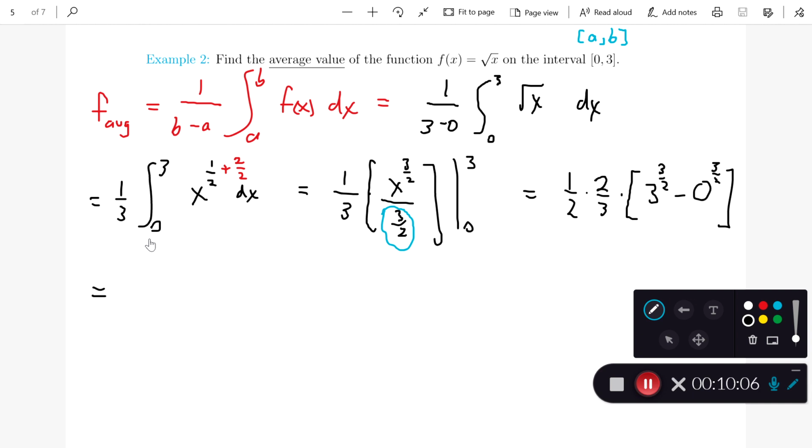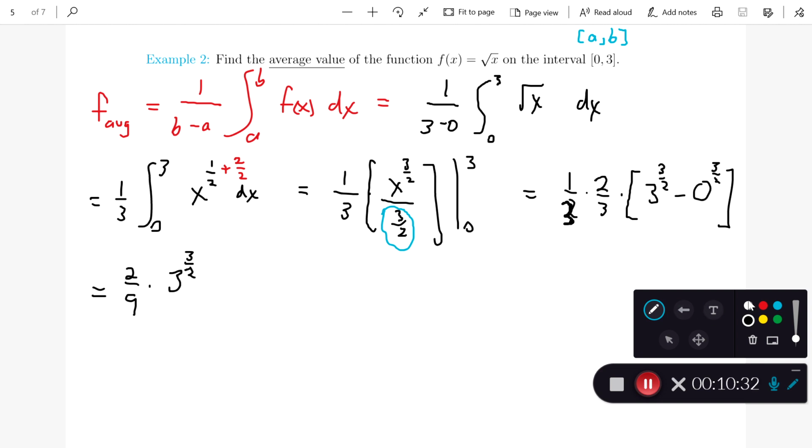The 2's cancel. Oh, oops. This was a 1/3, not a 2. That's messy handwriting. So this is 2/9 times 3 to the 3/2. And some people may just leave the answer like this.